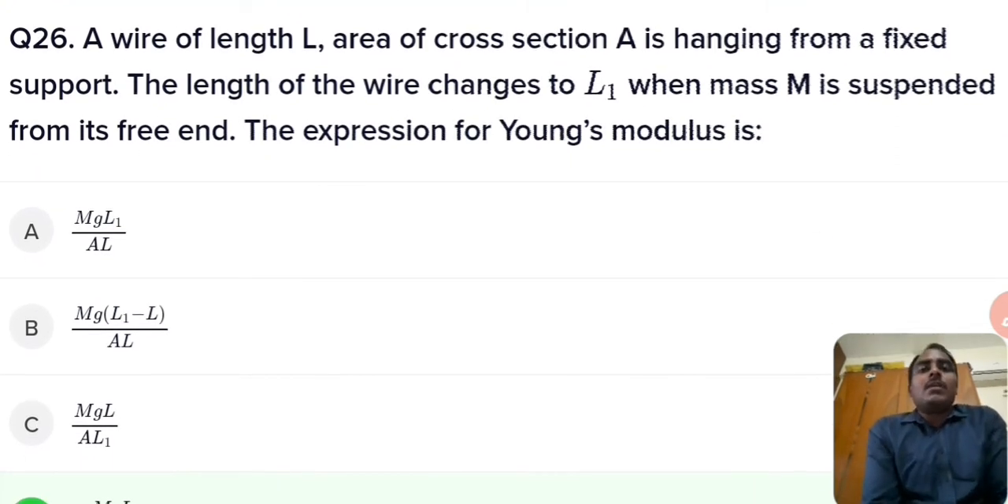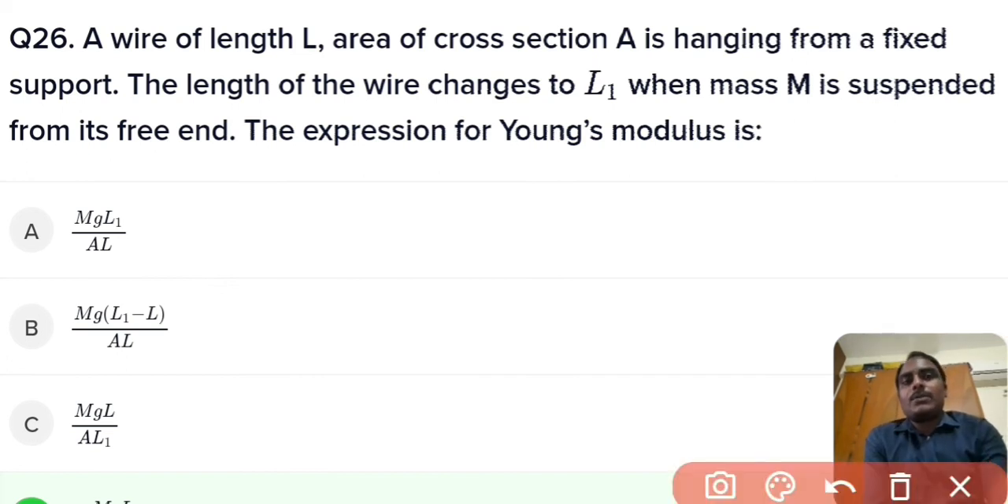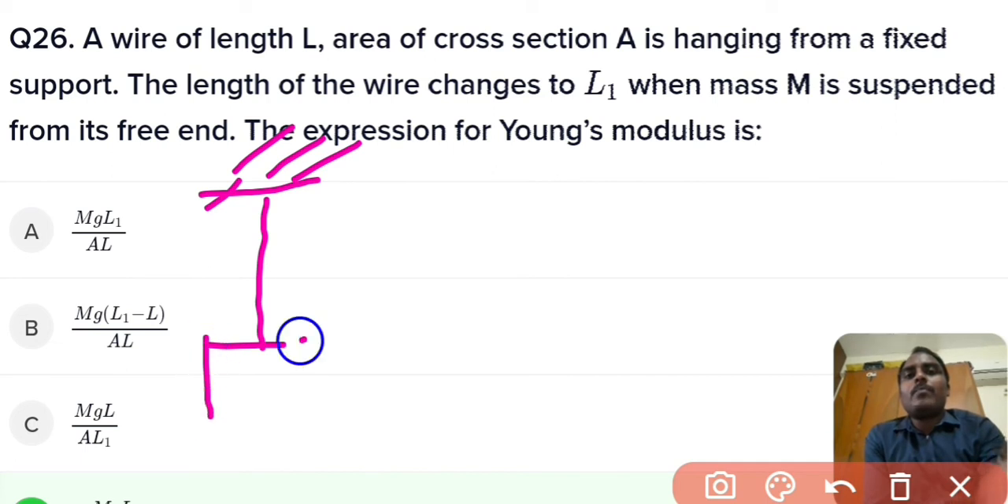Next, question 26. A wire of length L, area of cross section A is hanging from a fixed support. The length of the wire changes to L1 when mass M is suspended from its free end. The expression for Young's modulus. So here one wire is fixed at one end and at the other end a mass is attached. Then force will act, mg will act downward.